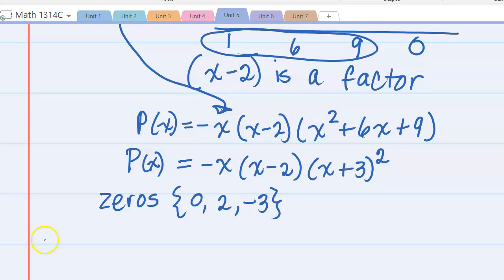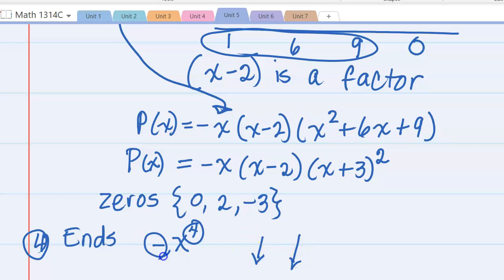For step 4, end behaviors. From our leading term, we have the quartic function with the leading coefficient of negative 1. The parity, or the exponent, is even, so both ends of the graph will go in the same direction. Because the leading coefficient is negative 1, the ends of the graph will go down towards negative infinity.